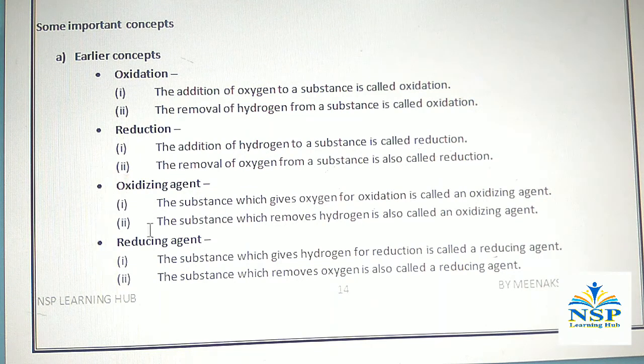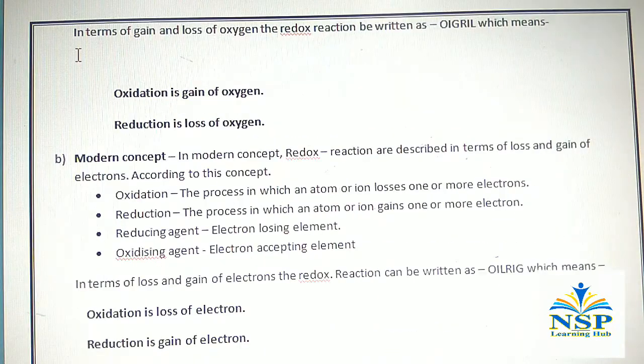Oxidizing agents. These questions are very important. The substance which gives oxygen for oxidation is called an oxidizing agent, and the substance which removes hydrogen is also called an oxidizing agent. Reducing agents. The substance which gives hydrogen for reduction is called the reducing agent, and the substance which removes oxygen is also called a reducing agent. In terms of gain and loss of oxygen, the redox reaction is written as OIGRIL, which means oxidation is gain of oxygen and reduction is loss of oxygen.